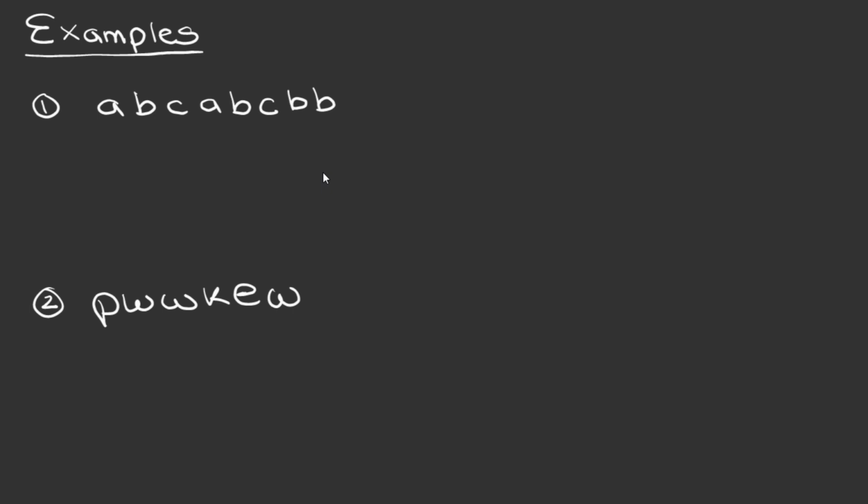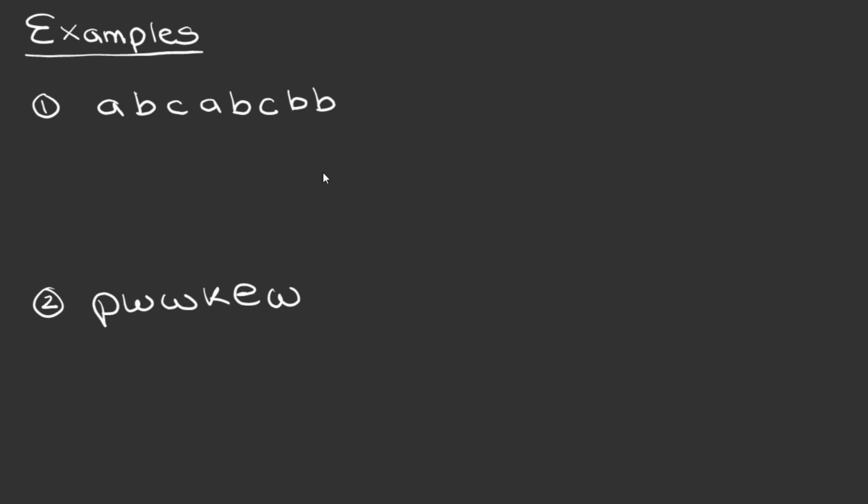So if we look at the first example, it's not hard to see that the longest substring is of length 3. So one substring could be ABC. There's also CAB. So we just have to find one of them, but the longest is of length 3. Well, how do we find that?